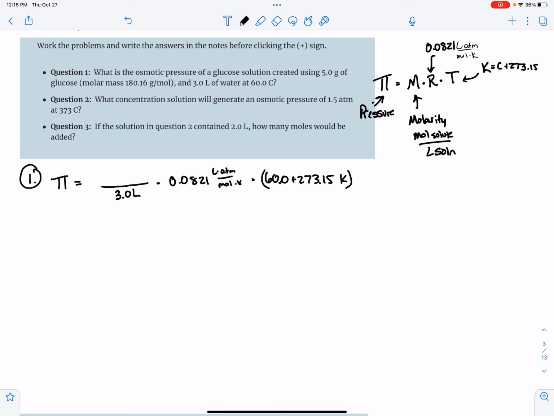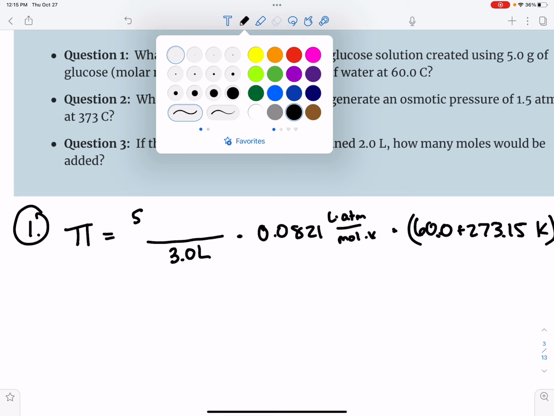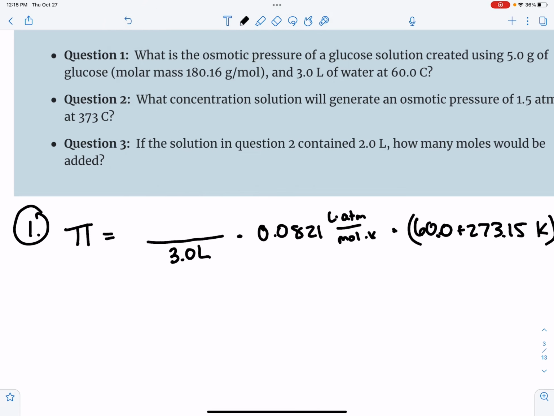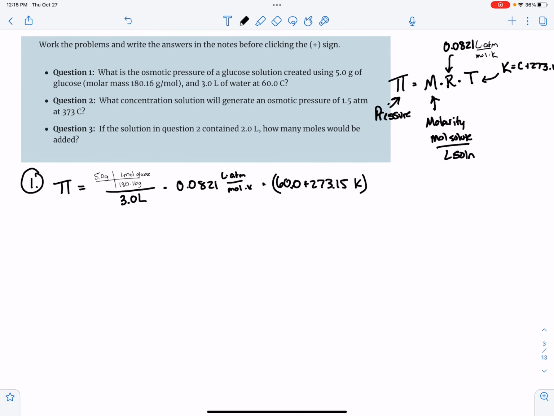I'm going to go back over here. So if I have 5.0 grams of glucose, and I need to get it in moles because we're talking about molarity, all I need to do is use that molar mass, the 180.16 grams in a mole. And again, that's talking about glucose if you were wondering, into liters. So this should be a good setup for my problem. I'm just going to go ahead and put it all in my calculator all at once.